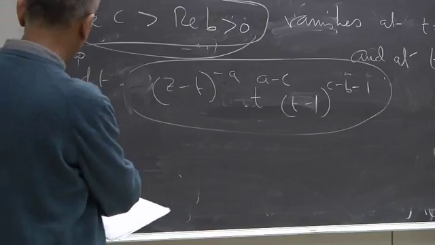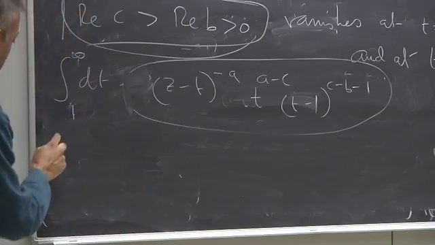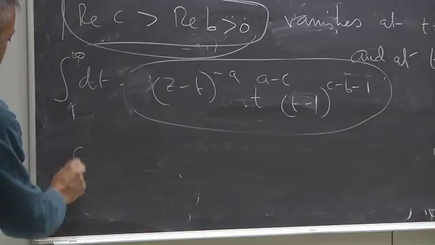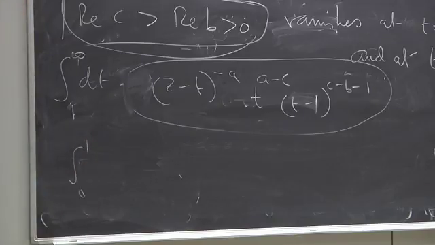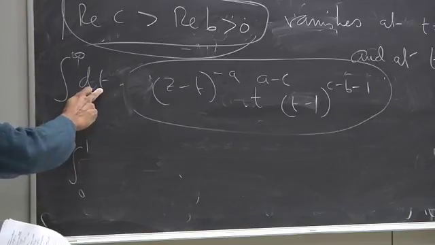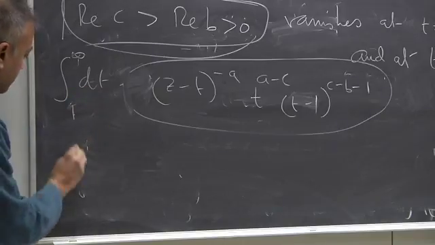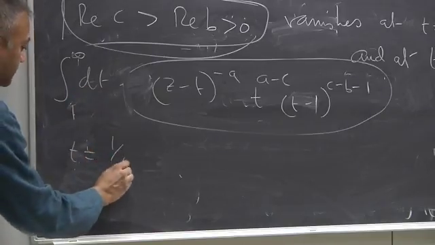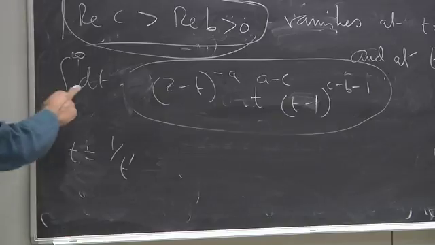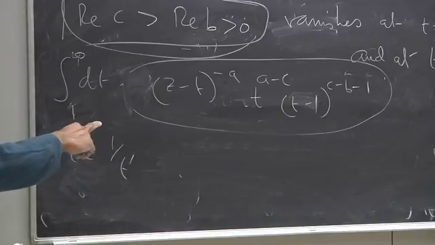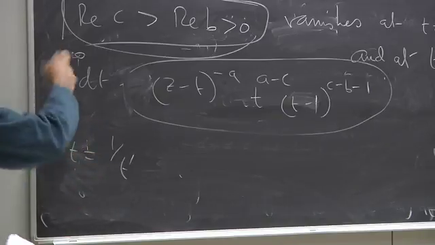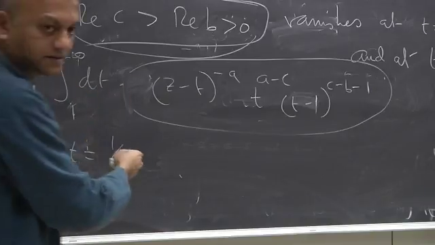It's more convenient to, I mean, this is 1 to infinity, right? So it's more convenient to change the variable in such a way that this integral becomes 0 to 1. Okay? That you can do by just taking t to 1 over t, right? So if I write t is equal to 1 over t prime, then as t goes from 1 to infinity, t prime goes from 0 to 1, right? Or 1 to 0, but up to overall sign it is the same thing.